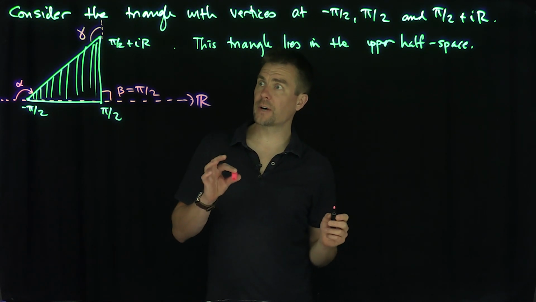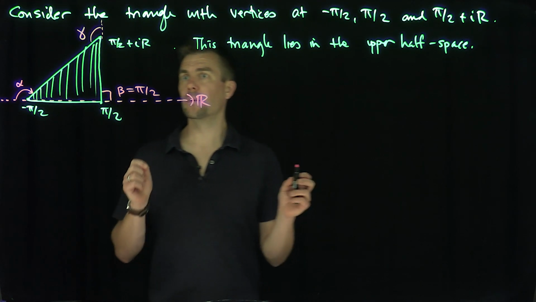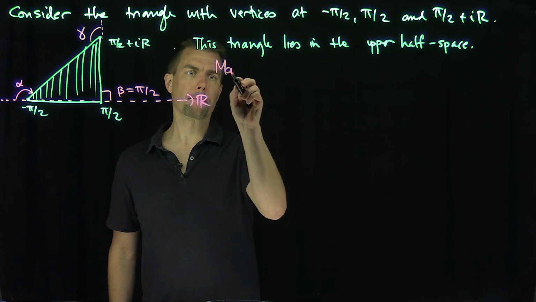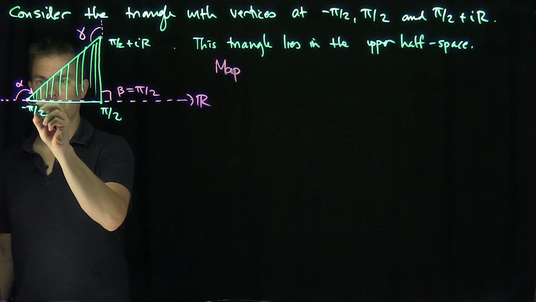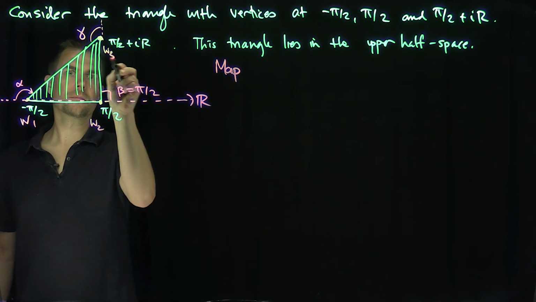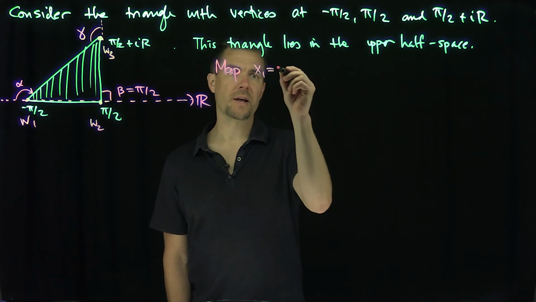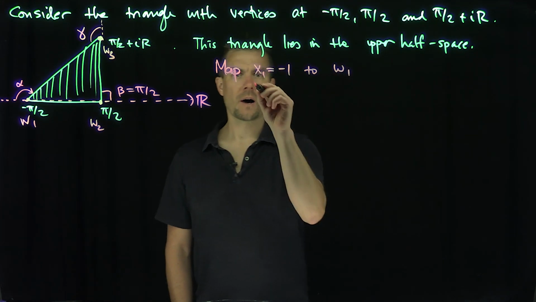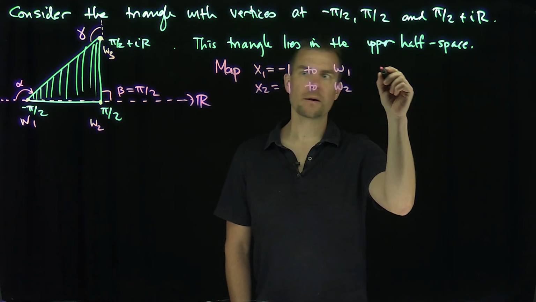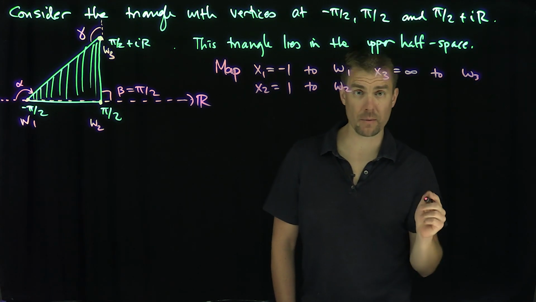And so I want to figure out what happens to these exterior angles as R goes to infinity, right? So as R goes to infinity, these exterior angles are getting bigger and bigger, right? So in other words, what can we say? We can say we're going to map, let's call these vertices W1, W2, and then W3. I'm going to map x1, which is going to be -1, to W1. I'm going to map x2, which is going to be +1, to W2. And then we map x3, which is going to be infinity, to W3. So I'm going to use infinity as one of my points over here, right?